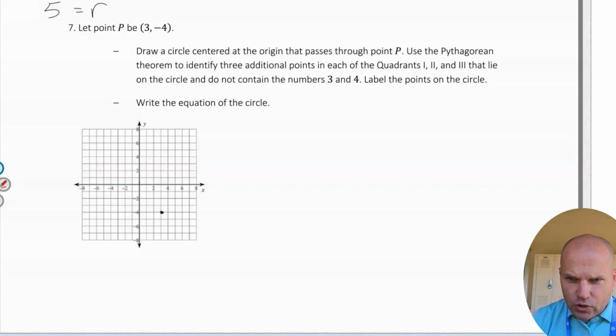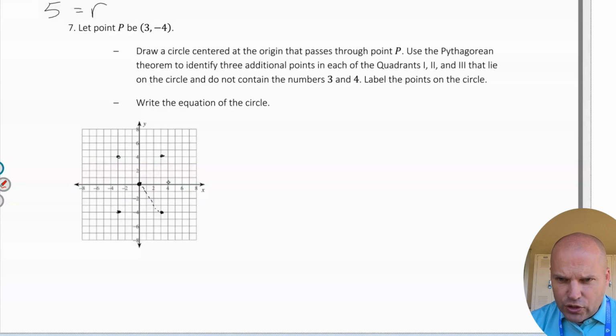We want a circle centered at the origin that passes through P. That has P. So what you should understand through our process is that you could have 3, 4. You could have negative 3, 4. You could have negative 3, negative 4.